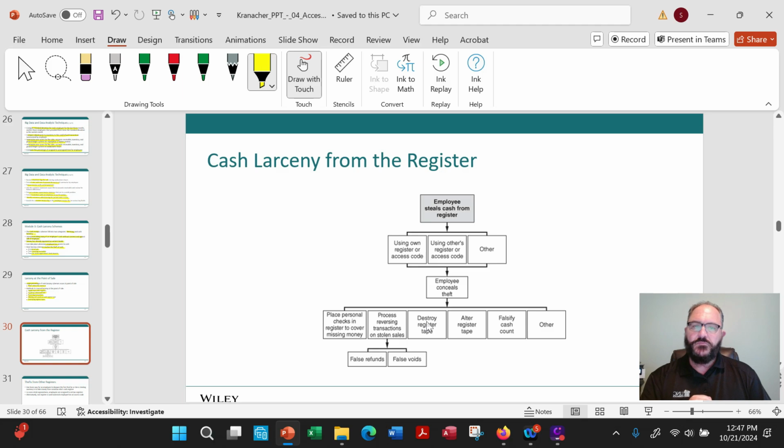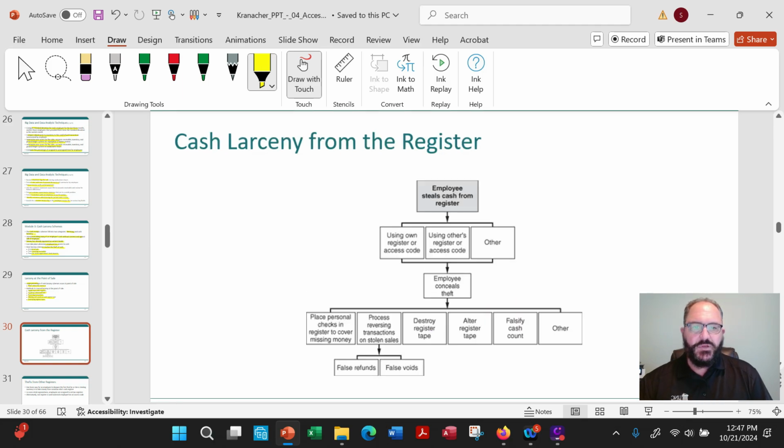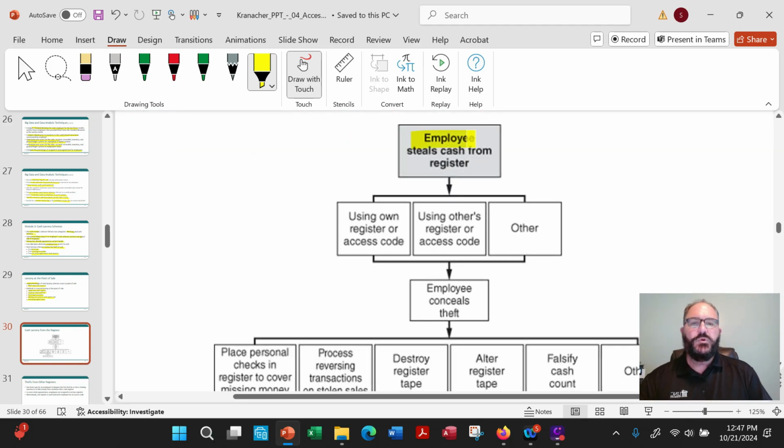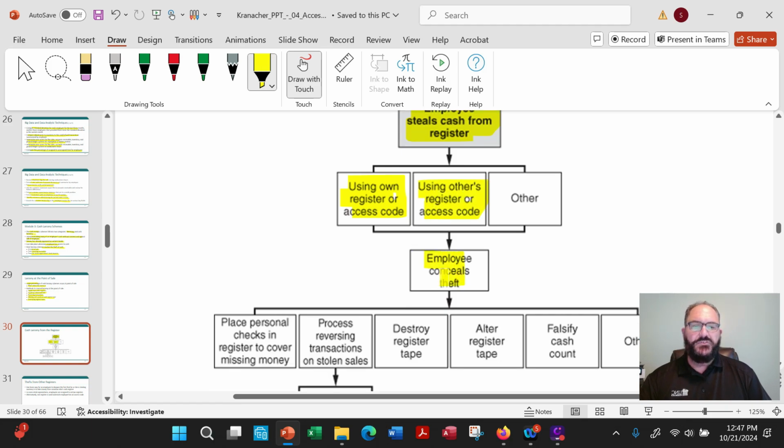Okay. So let me make this a little bigger here. Okay. So an employee steals from the cash register. So what can they do? They can use their own register and access code, or use another's, right? They conceal the theft. How do they do it? How can they conceal it?